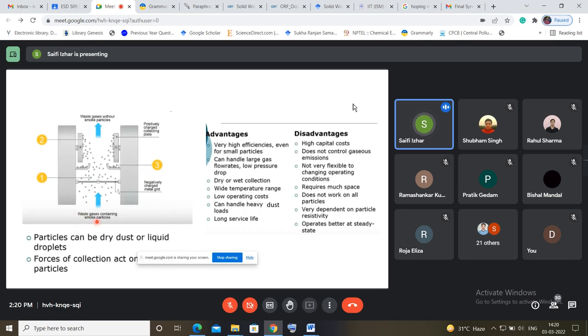So waste gas containing smoke particles is fed in, and these particles are getting charged. See here, this is a negatively charged metal grid which is ionizing the particles. Since it is negatively charged, ionization is happening, and the plate is positively charged, because the grid will create negatively charged particles, and these negatively charged particles will deflect towards the positively charged wall. So that is how they are collected.